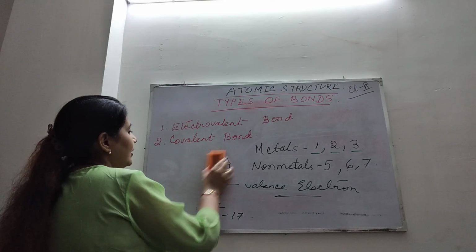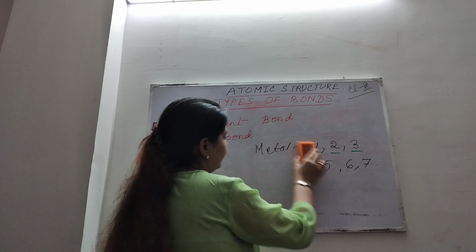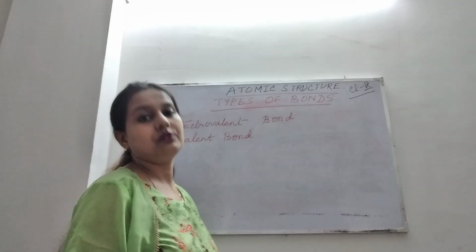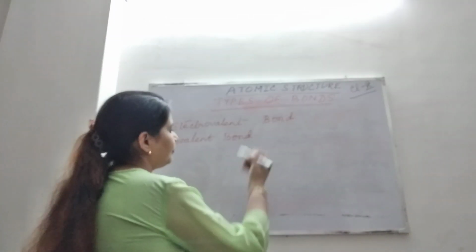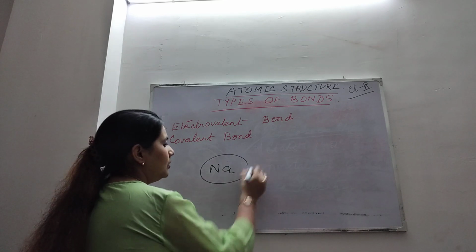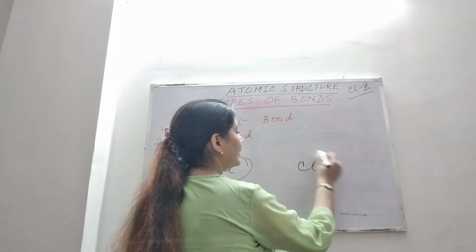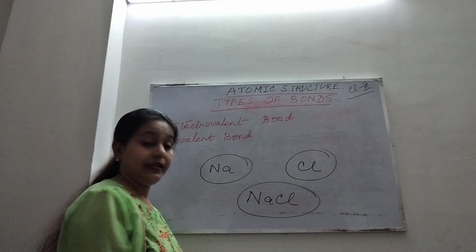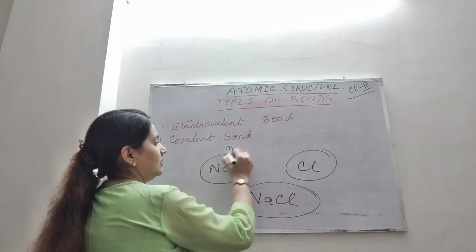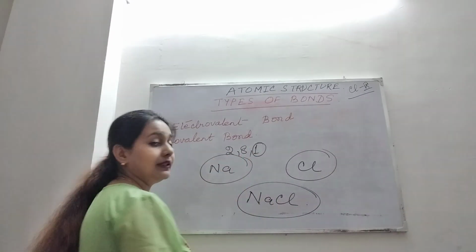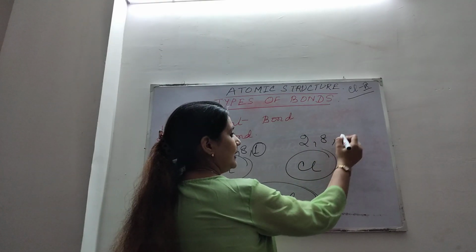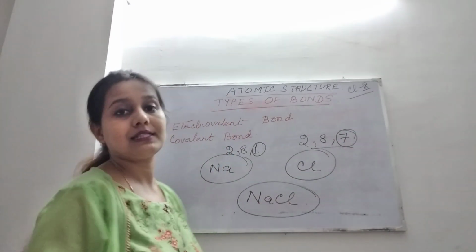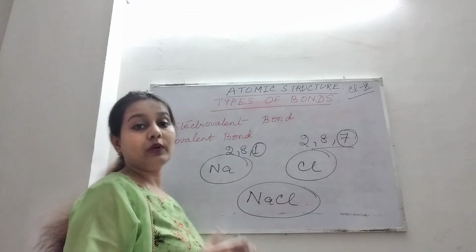Now, for electrovalent bond, one metal and one non-metal form a bond. Suppose sodium tries to form a bond with chlorine, it becomes a compound, sodium chloride. In this, sodium's electronic configuration is 2, 8, 1 and chlorine's configuration is 2, 8, 7. So chlorine has 1 electron less in the outermost shell and sodium has 1 electron more.